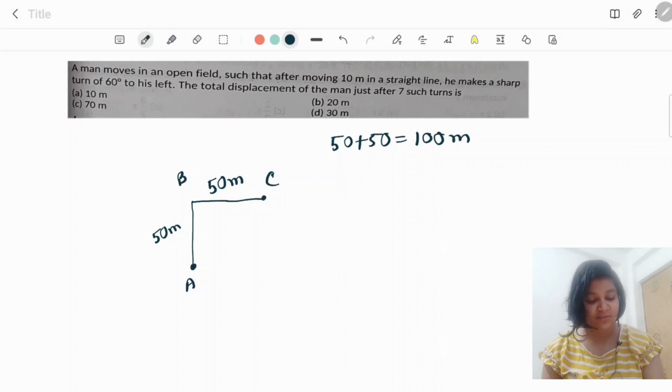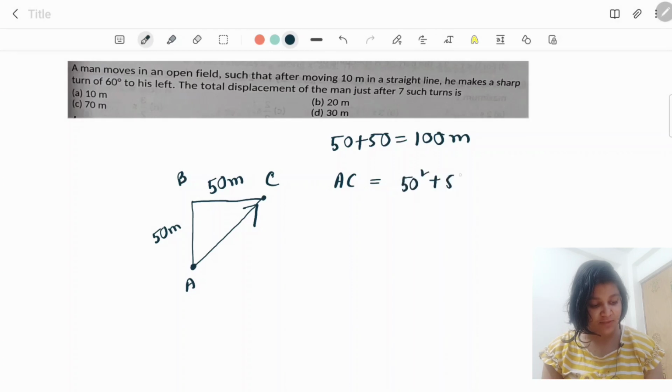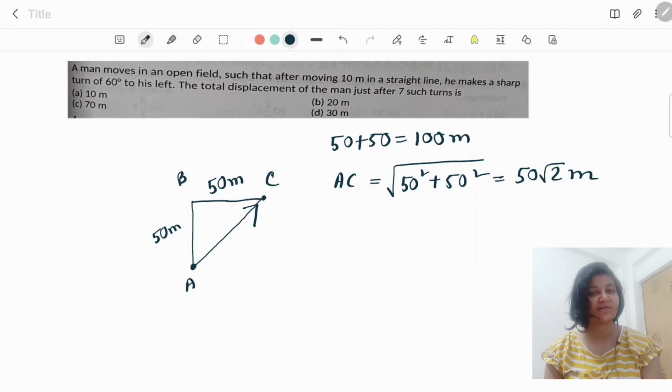But if somebody asks you what is my displacement, then it will be the shortest distance between A and C, which is a straight line. So this is my displacement. Displacement, apart from having a value, also has a direction. So my displacement is in the direction of C from A. So this is denoted as a displacement, and this will have a value of AC, which is square root of 50 square plus 50 square, or 50 root 2 meter. So now you see that the distance traveled and the displacement are two different things.